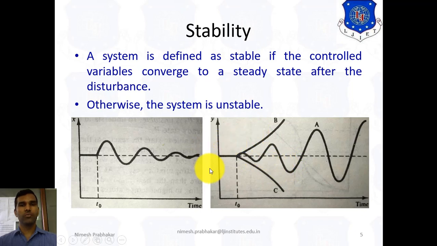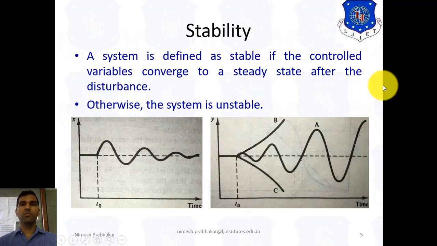Here we see that after some deviation the value comes to a steady state, but here after some deviation the value does not come to a steady state. Because of this, this is an unstable system and this is a stable system. Here x and y represent variables, that means temperature, pressure, anything.